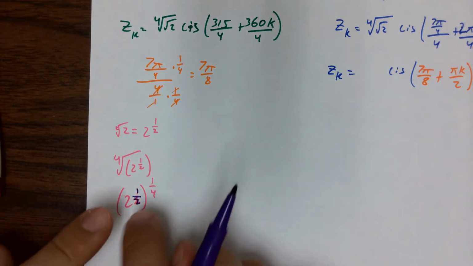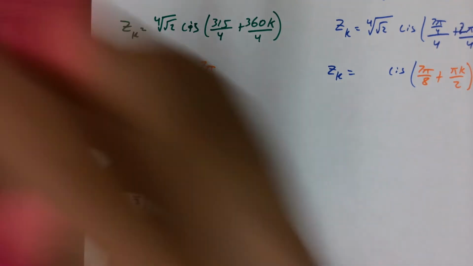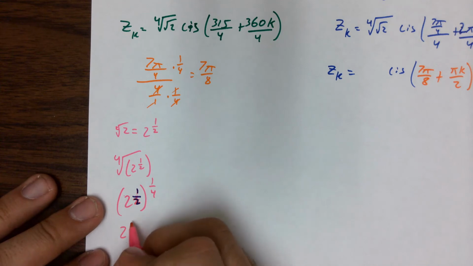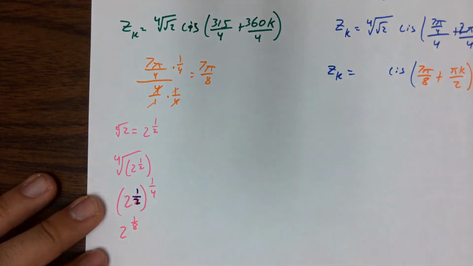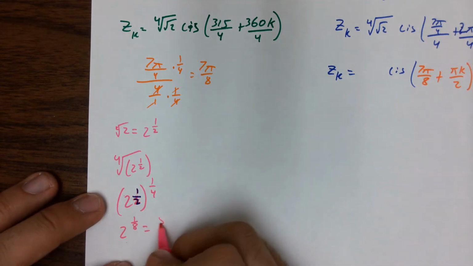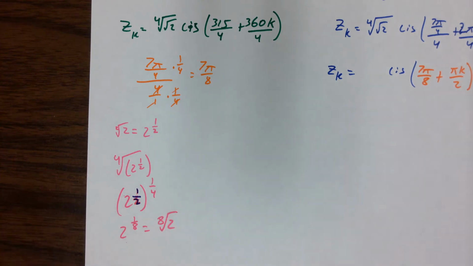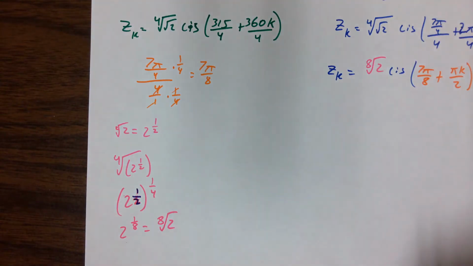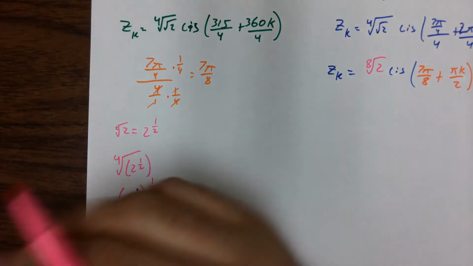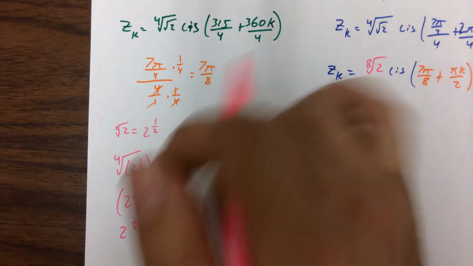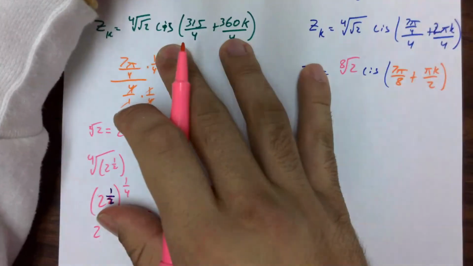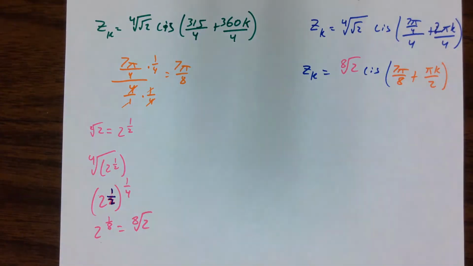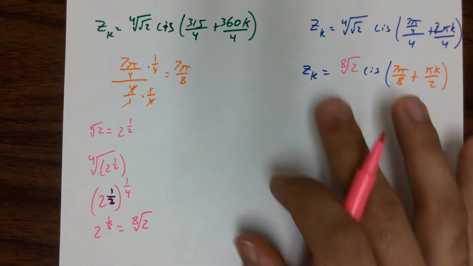Now, when I have an exponent raised to an exponent, you multiply them. So it'd be 2 to the 1/8. Or, we can go the other way, the 8th root of 2. So I haven't done anything, I've just simplified some of those numbers. I'm actually going to go one step further. Well, we'll see why. Okay, so I have everything figured out here except for k.